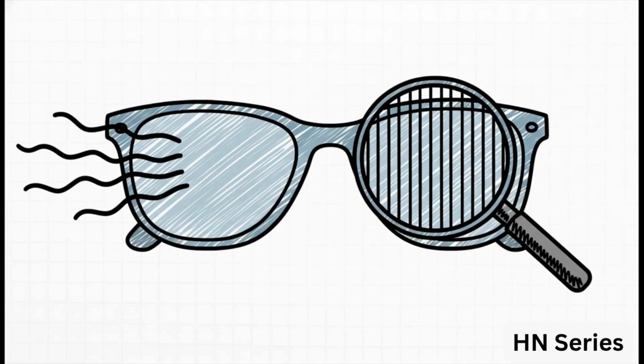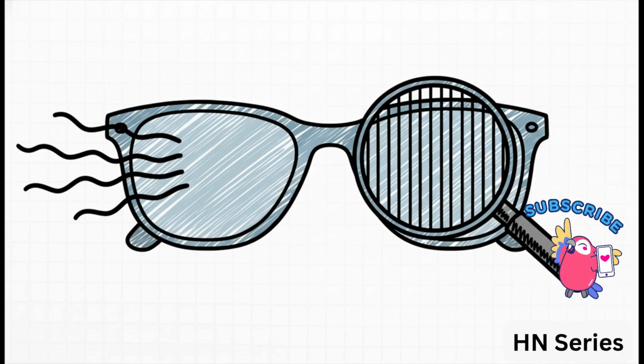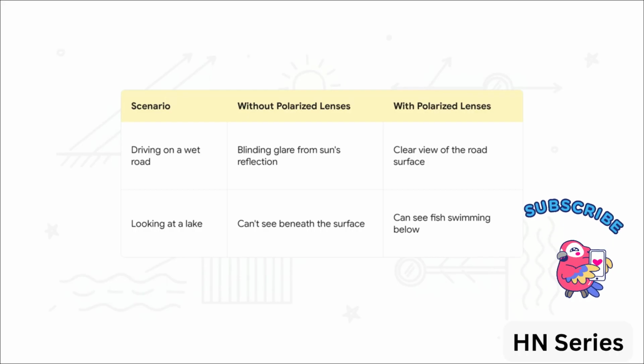But let's zoom in on the one we all know and probably own, polarized sunglasses. They aren't just dark pieces of plastic. Not at all. They're actually sophisticated little scientific tools, and they're designed specifically to take advantage of Brewster's law. So how does it work? Well, since we know that glare is just horizontally polarized light, we can design a filter that's made to block it. And that's exactly what polarized lenses do.